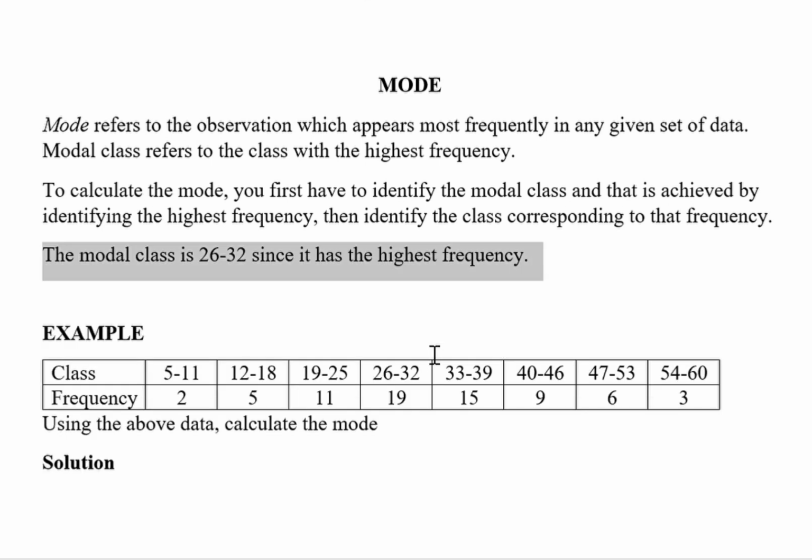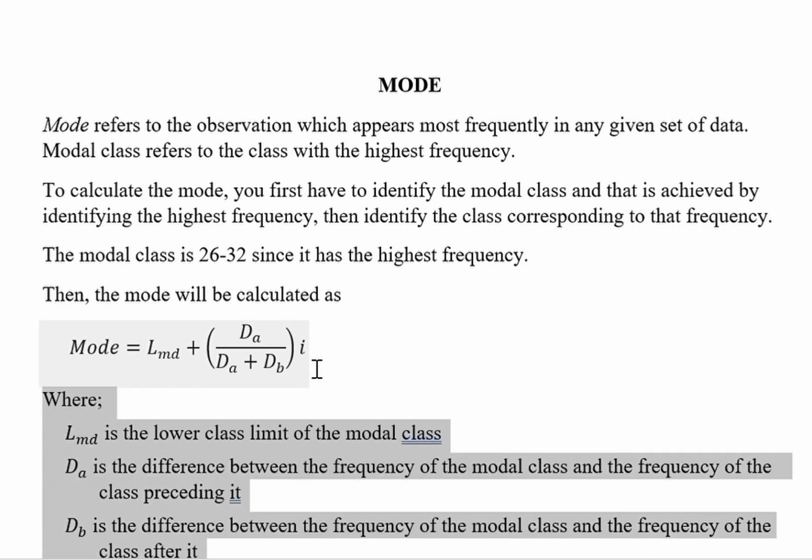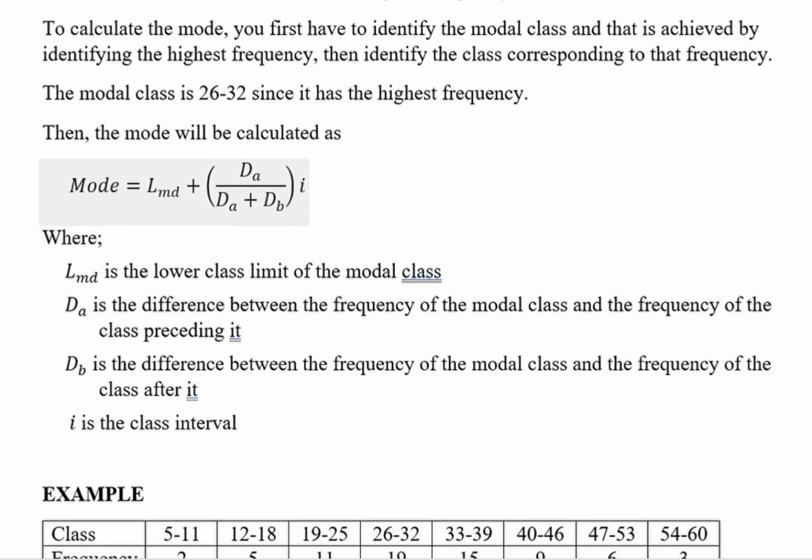After that, we now apply this formula to calculate the mod. The formula states that mod is equal to LMD plus dA over dA plus dB, into I, where LMD is the lower class limit of the modal class, dA is the difference between the frequency of the modal class and the class preceding it, dB is the difference in frequency between the modal class and the class after it, and I is the class interval.